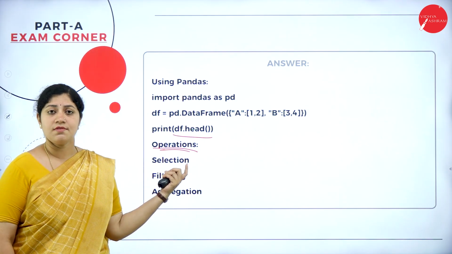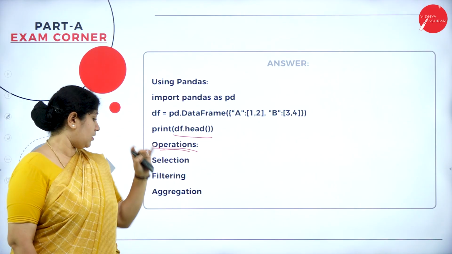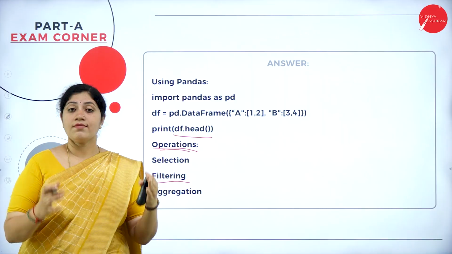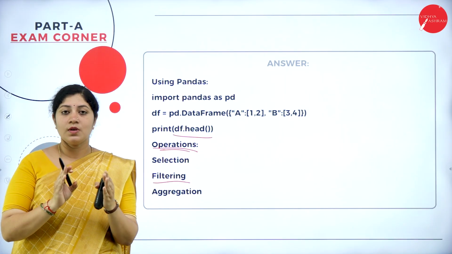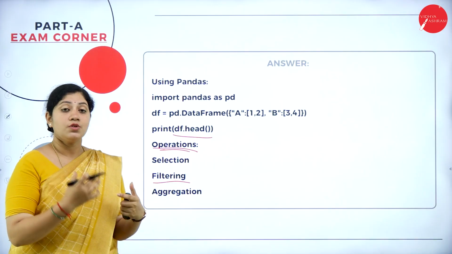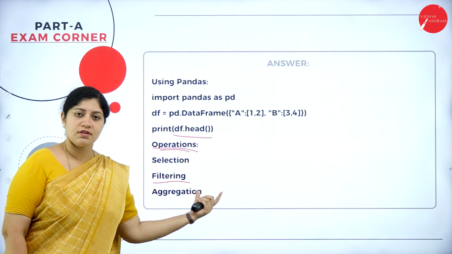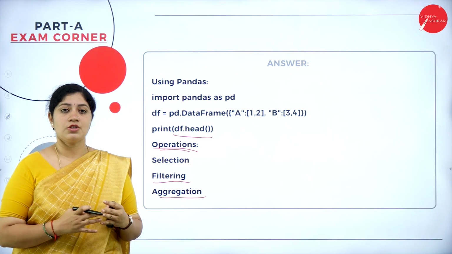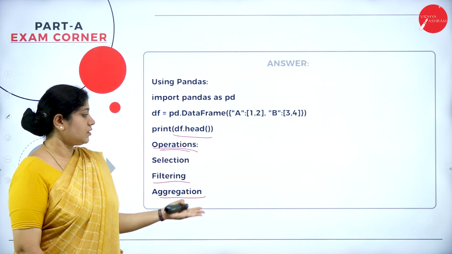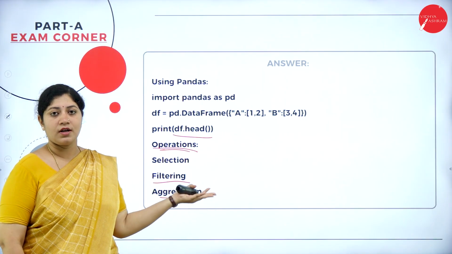Next, let's list the operations that can be performed by using pandas. The initial thing we can do is selection of a data frame. Next, filtering. Okay, I have selected so much, and out of that I'll be working with only a small portion of it. So that filtering can be done, and later on aggregating the information all together. So these are the operations that can be expected with respect to the pandas library.